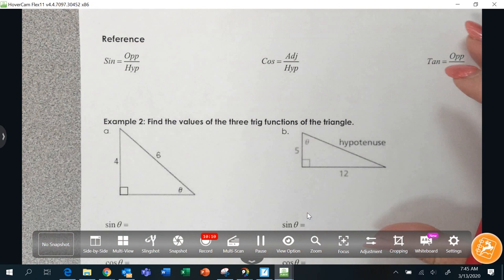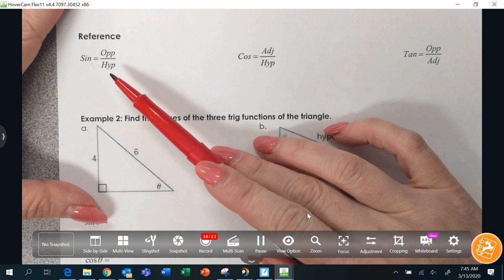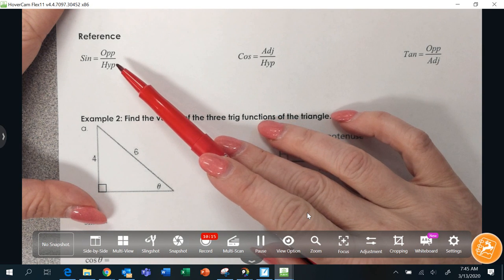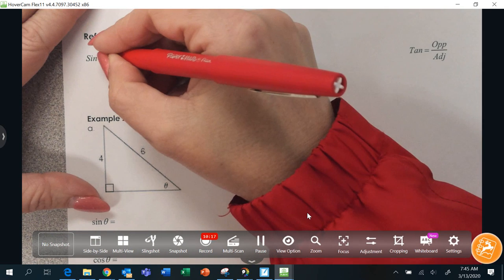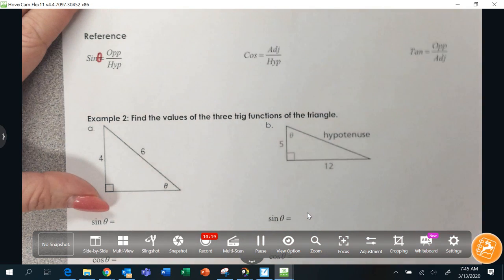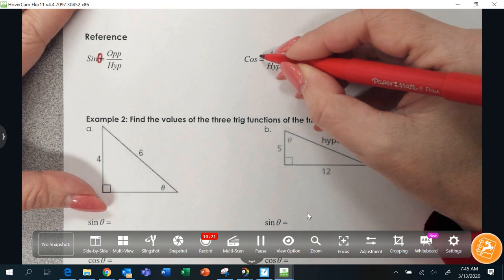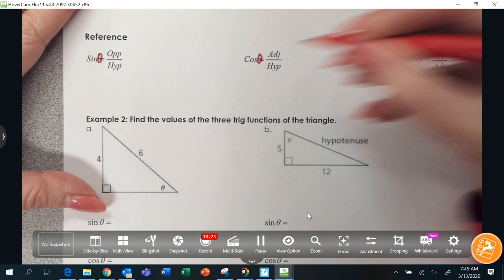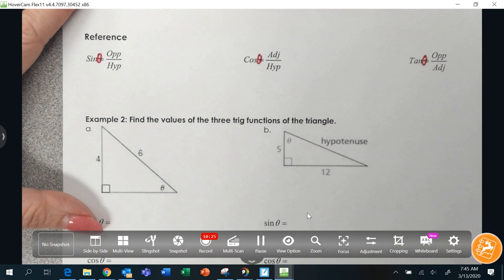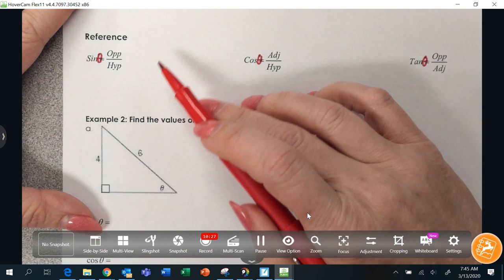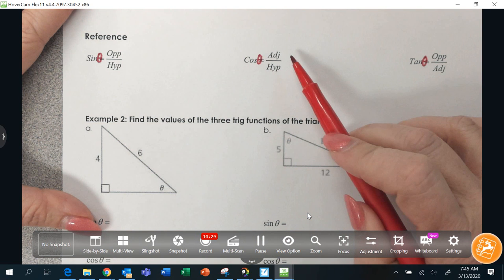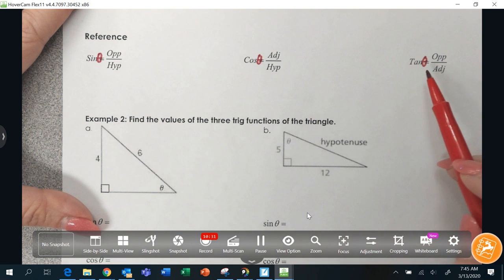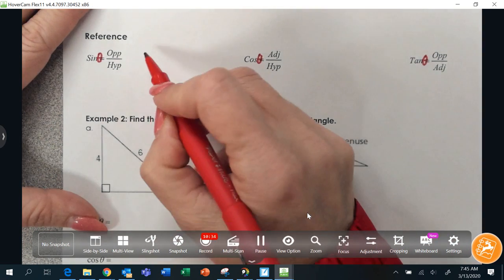At the top is opposite over our hypotenuse. I don't like the way this is written. Sine of theta, let's stick that theta in there. Cosine of theta and tangent of theta. So sine is opposite over hypotenuse, cosine is adjacent over hypotenuse, and tangent is opposite over adjacent.